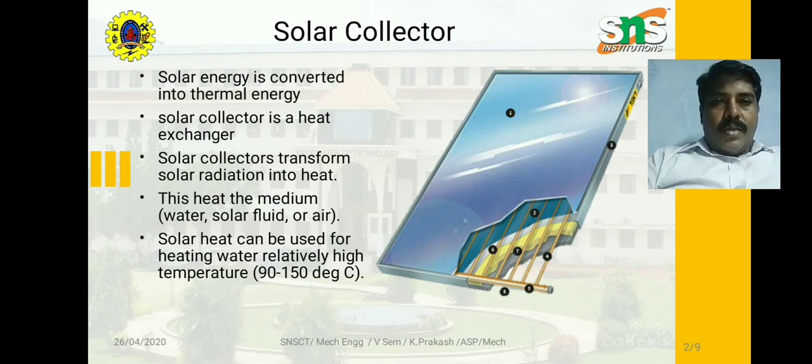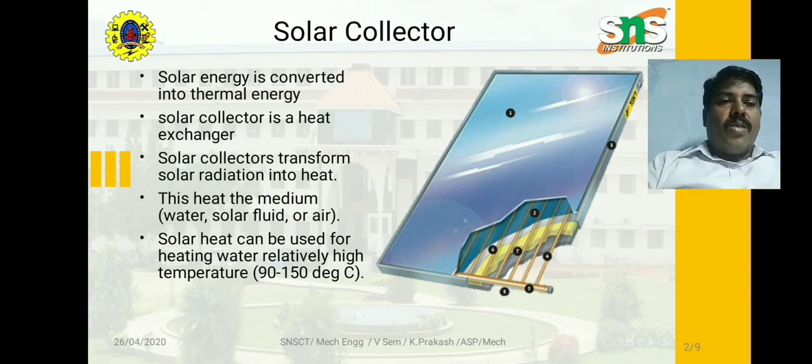In the solar collectors, the water is passed through copper tubes. Above the copper tube there is a glazing material, where the solar radiation falls on the glazing material, so that the water gets heated. The maximum temperature obtained is in the range of 90 to 150 degrees, but we are obtaining a temperature of 90 degrees in this solar collector.